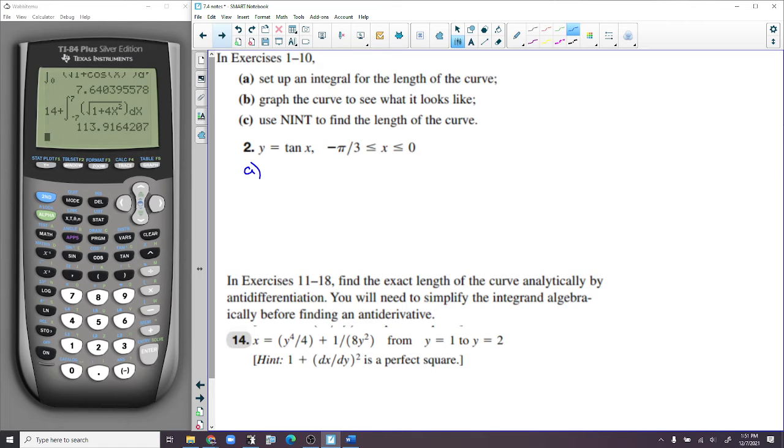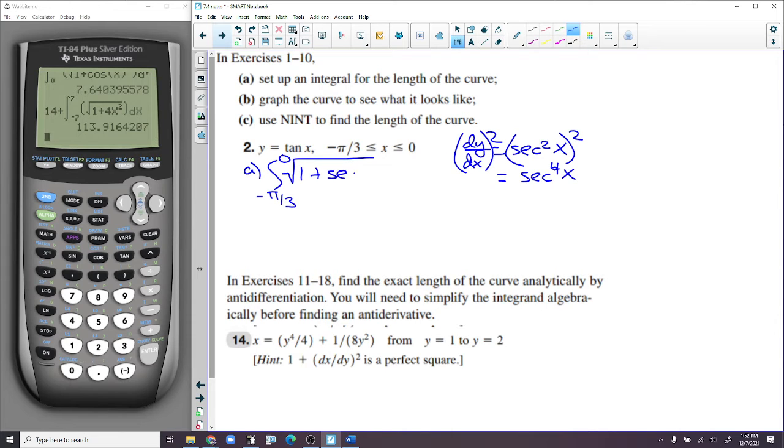So for this one, we need dy/dx. That's secant squared of x, and then we're going to square that. So that ends up being secant to the 4th of x. So the integral from -pi/3 to 0 of the square root of 1 plus secant to the 4th x dx.